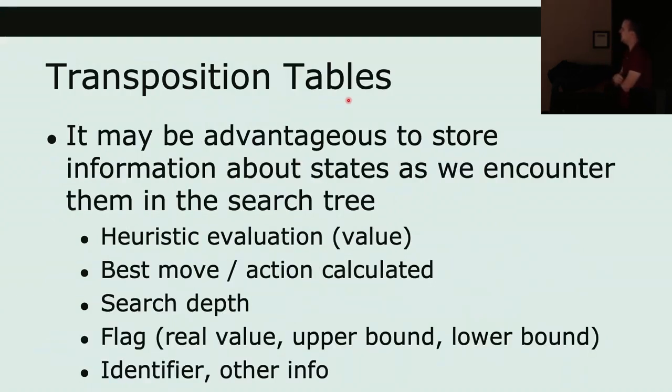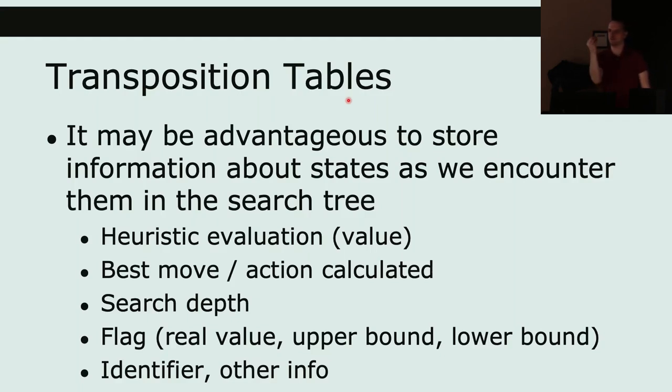So it may be advantageous to store information about those states as we encounter them in the search tree. So for example, maybe I store the heuristic value, right? Maybe I store the best move or the best action that I calculated the last time that I was here. Maybe I store the search depth that I found those things at. Maybe I store a flag for those things. So for example, is that score an exact score, right? Was that like a terminal state when I saw that? If it was, I can just stop the search right now, right?